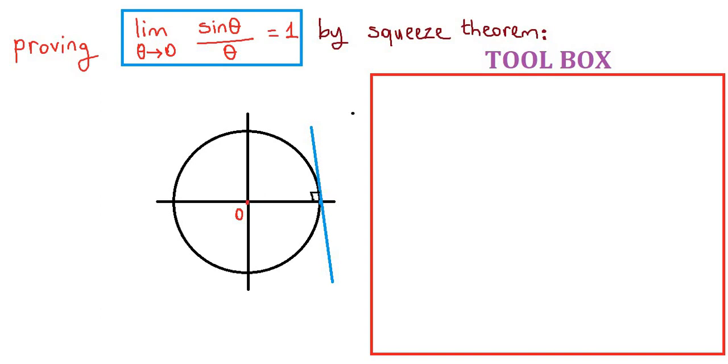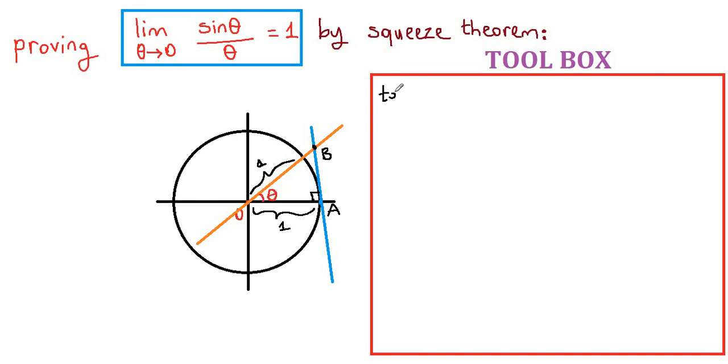So here we can construct a right triangle. Let this triangle be triangle OAB. We know that the radius of a unit circle is 1. And this radius is also 1. Let the angle here be angle theta.